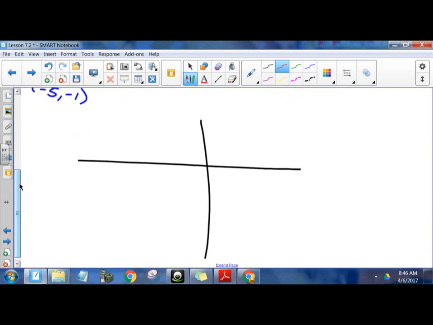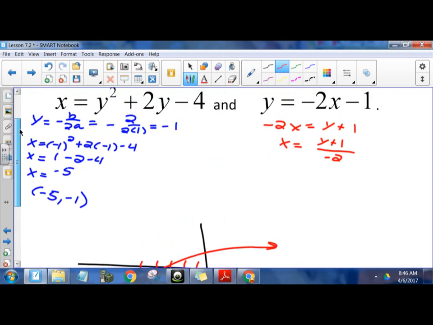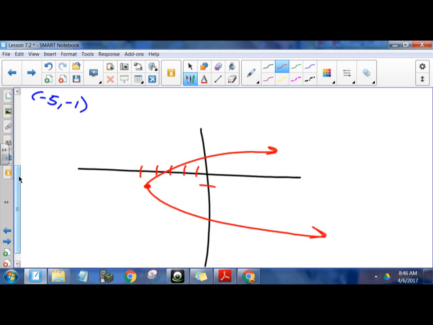So negative 5, negative 1 is the vertex. 1, 2, 3, 4, 5, negative 1. And I know it opens to the right. So I know the picture looks a little something like that. That's all I need. It's fine. And I'm going to graph this guy, which is y equals negative 2x minus 1. So it has a y-intercept of negative 1. And it has a slope of negative 2, which I know is going to look a little something like this.